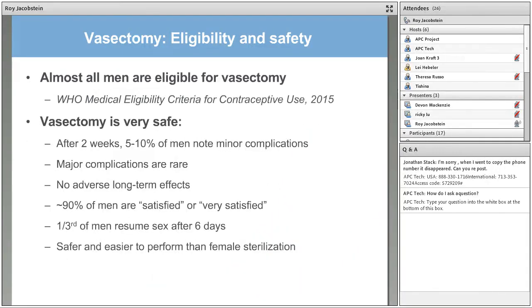Almost all men are eligible for vasectomy according to WHO's medical eligibility criteria, and major complications with the procedure are rare. There are no adverse long-term effects, and after about 2 weeks, only 5 to 10% of men note minor complications such as pain.